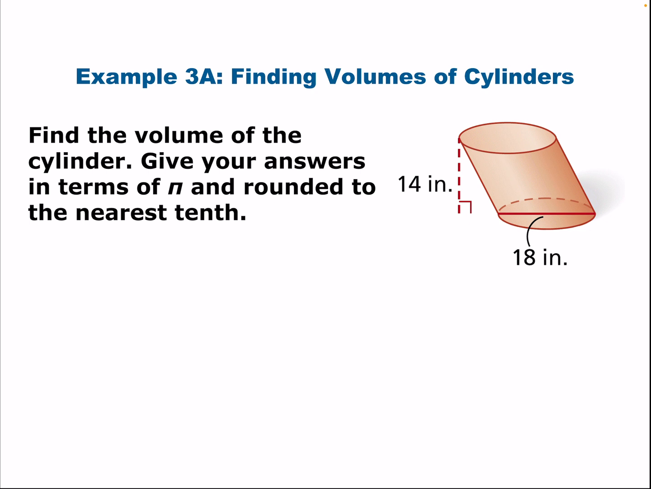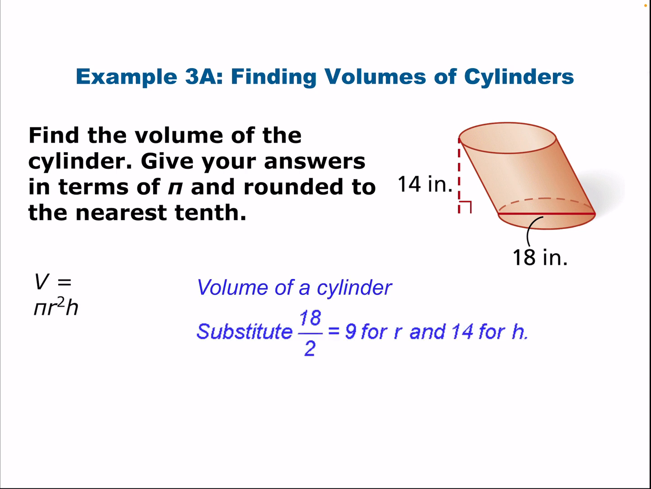So find the volume of a cylinder, give your answers in terms of, this should say pi. I don't know why it came out this way. Pi and round it to the nearest tenth. So first thing I need to do is figure out what my radius is. Well, if the diameter is 18, then my radius is 9. Okay. So pi times the radius squared times the height. And I know the height is 14. So after I've already figured that out, I plug in and I do pi times 9 squared times 14.